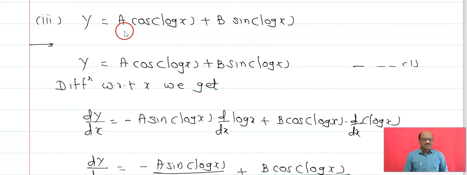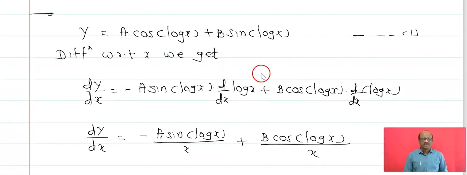Now again this equation has two arbitrary constants. Therefore whatever the differential equation is, it must have order 2. Now see here, y = a cos(log x) + b sin(log x). Now differentiate this with respect to x.